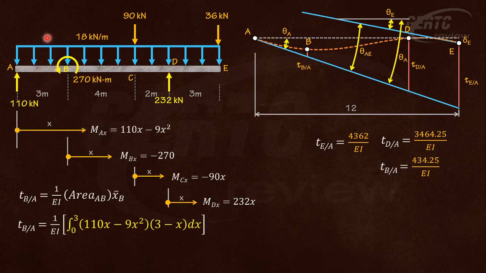Your x can be present anywhere. So imagine this is your x. I will draw it here. Imagine this is your x. So this is the moment arm, that is 3 minus x. And that's it. That's all we need.